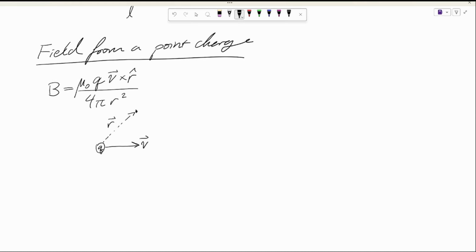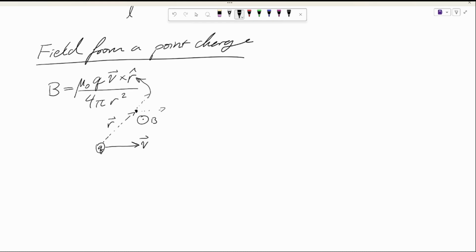First of all, the B field is proportional to the cross product of V cross R. This R is just for direction. That's R hat, so it has no magnitude. In any case, at this point I've drawn here, V is out this way, R is out this way. If you do your right-hand rule, you'll find the B field points out of the page.